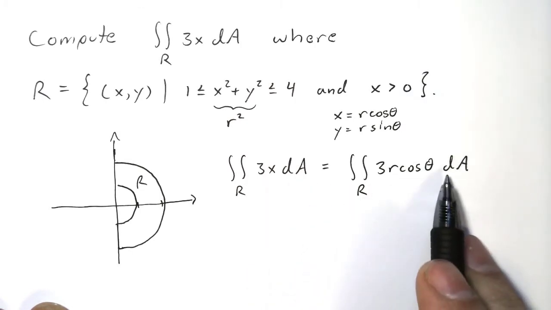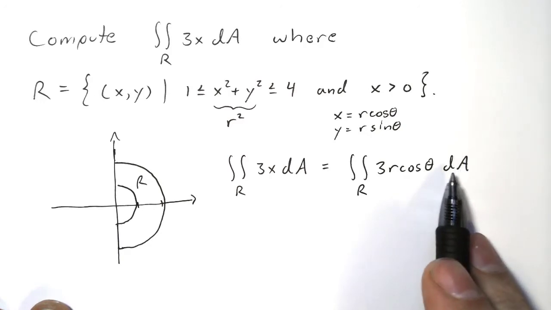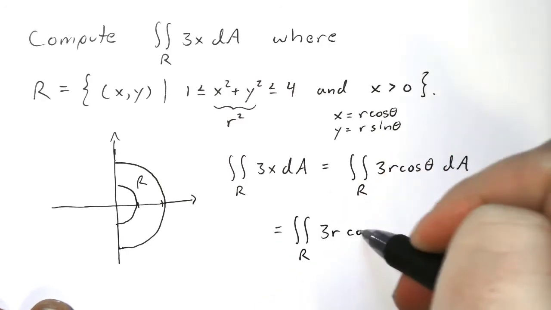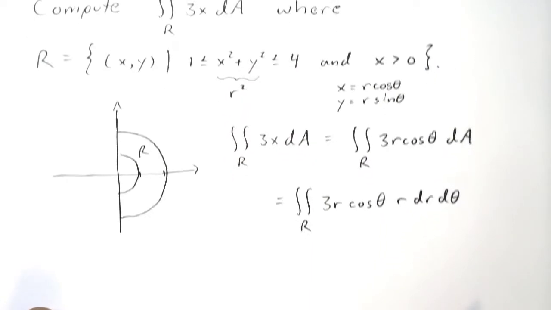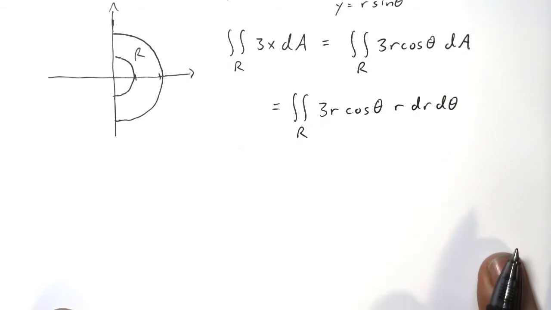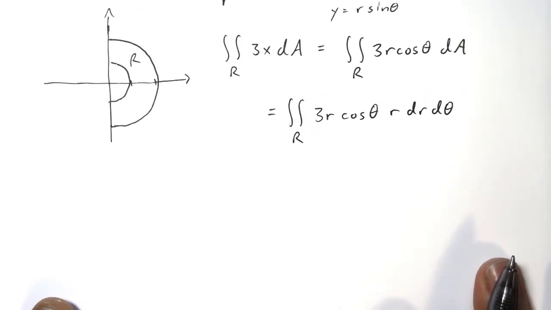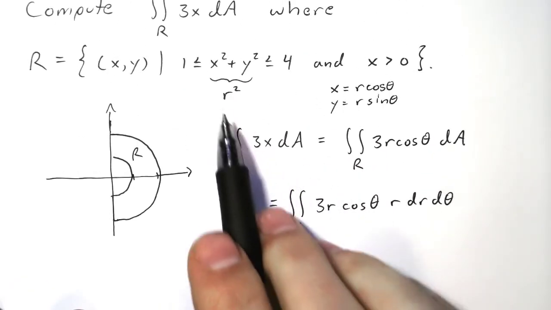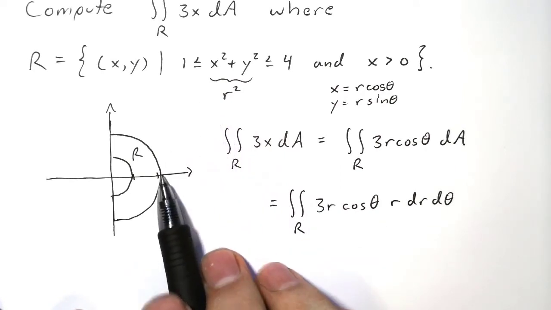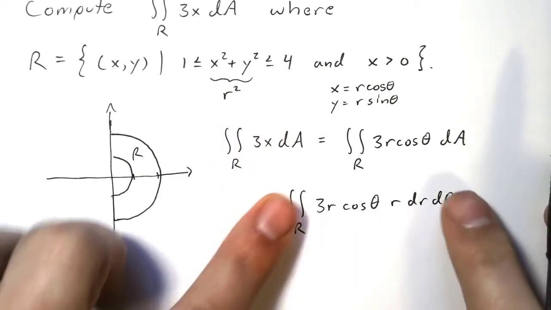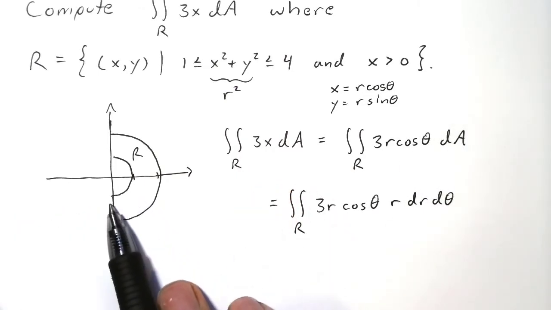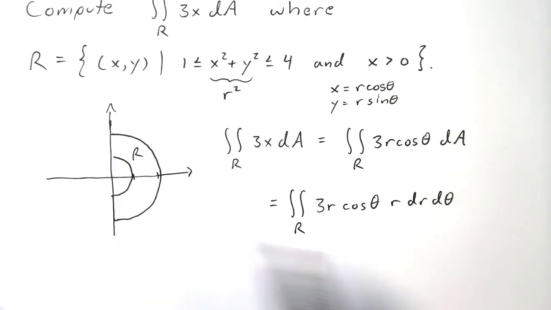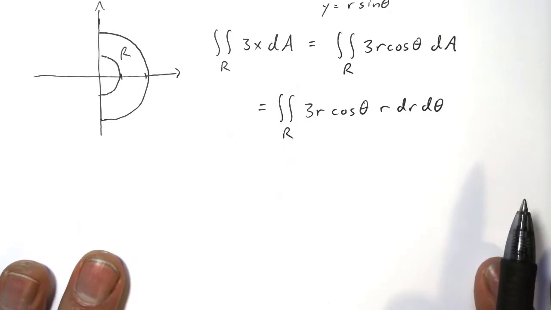Now, dA I can express as r dr d theta. And don't forget this r. That was a very important element of this whole thing. Okay, so now what were we doing? We said r was going from 1 to 2, right? So in my inner integral for the dr part, I'm going to go from 1 to 2 here. And theta, let's look at that. Theta is actually going from minus pi over 2 up to pi over 2. So those are the bounds I'm going to put on this integral.